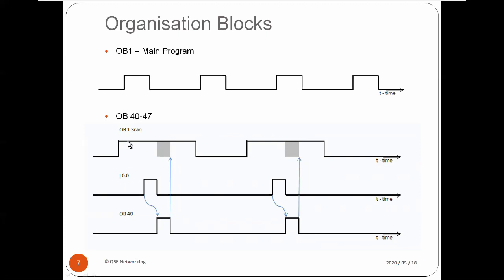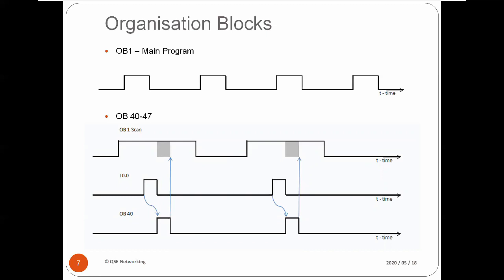Basically what happens, if OB1 is running the program and it gets input 0.0, it will interrupt OB1, go to OB40, do the logic there, and then come back. So it will extend the scan time while it processes OB40. Now, if you get more than one input 0.0 during the scan, you could make that scan time get longer and longer and longer. Eventually the PLC's got a timeout that the scan time is overrun, and then it will trip.